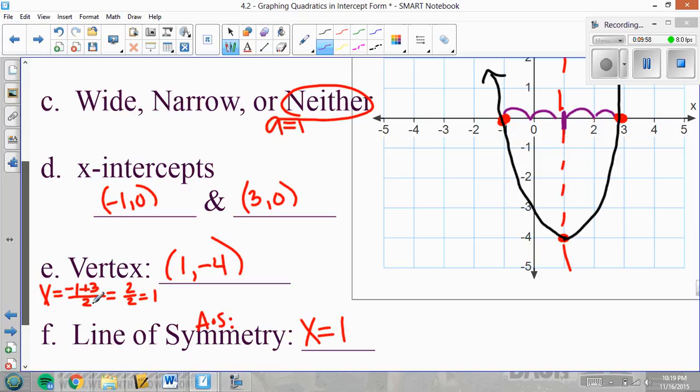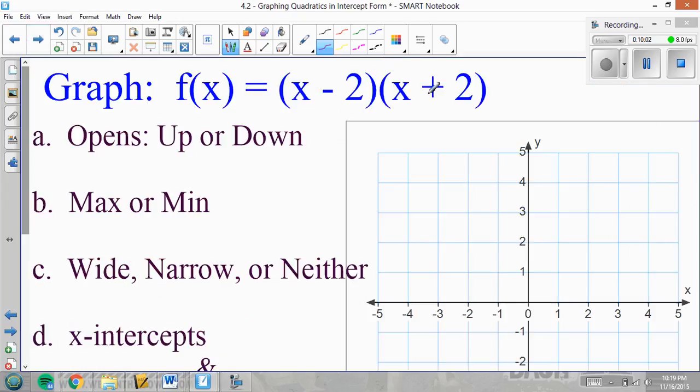So now that we did one of these together, I want you to do this one on your own, okay? So remember to find the first three things. You're looking at that value out front. So since we didn't have one, we know that's a positive 1. So I'm going to give you a couple minutes to do this one at your seat.